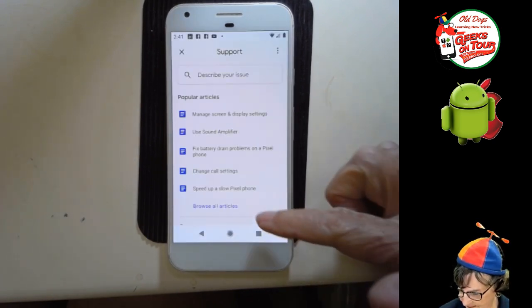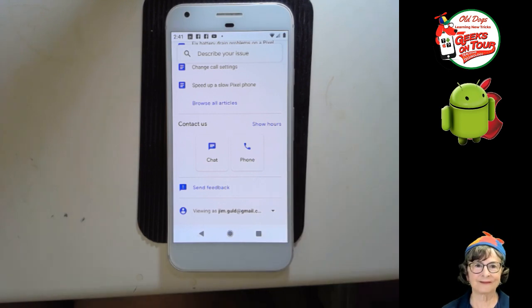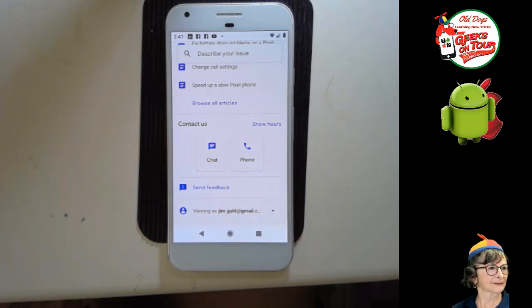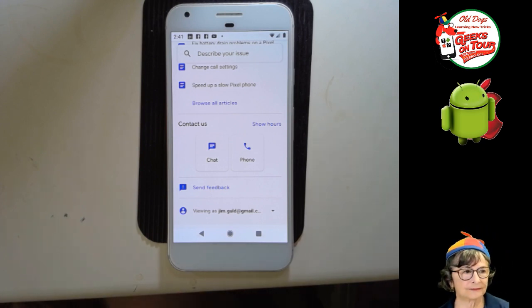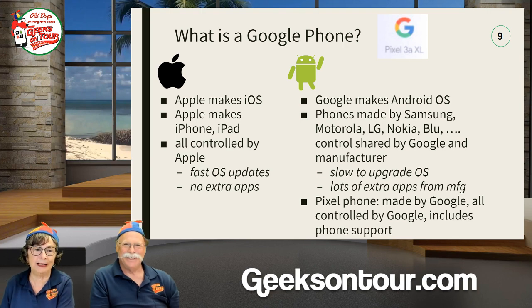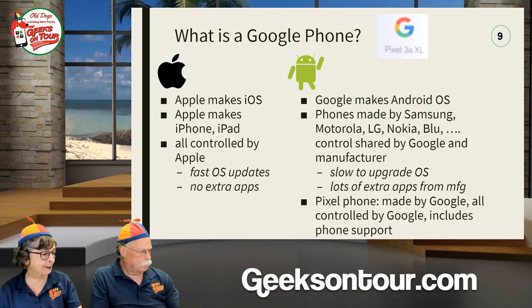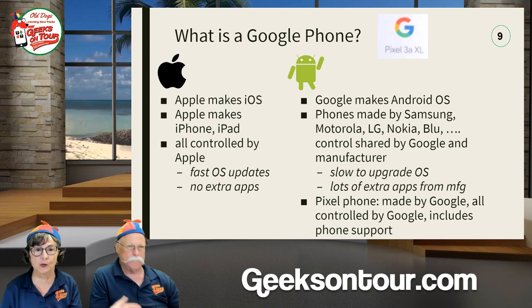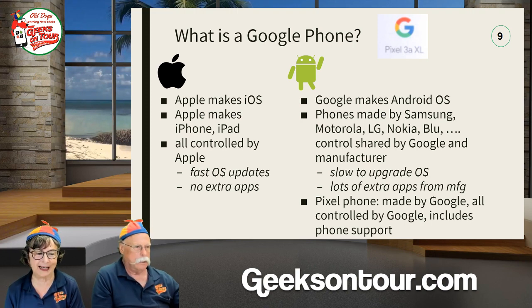And then at the bottom of this, there is chat, contact us, and phone. They do have hours. You can't go anytime, but they have regular, long hours, and they will give you support. It's a great thing to have. We don't use it very often, but we have heard from other people who've called and gotten great help all the time. So that's pretty cool. So that's just a tip about what is a Pixel phone. I've had a lot of people ask me that.